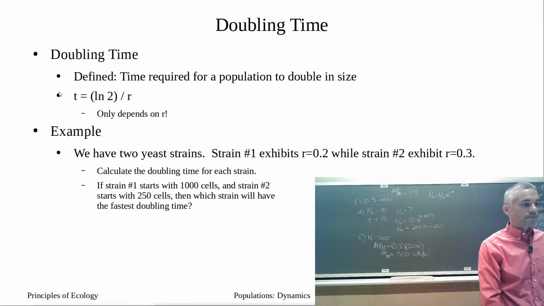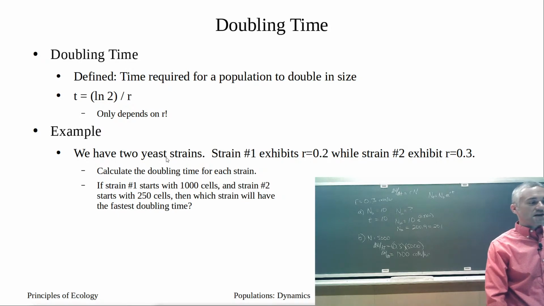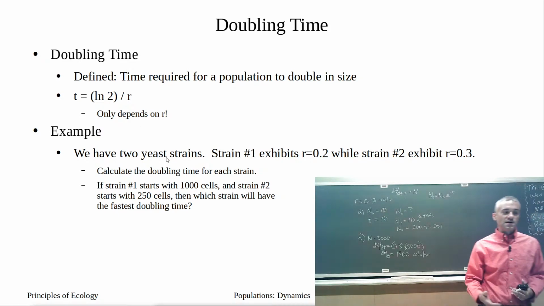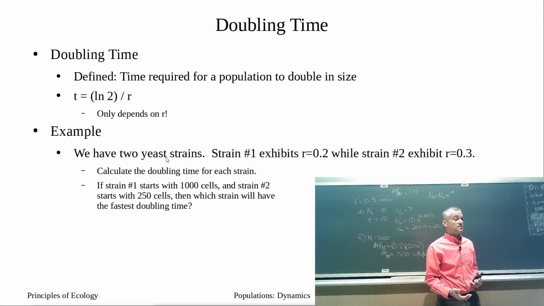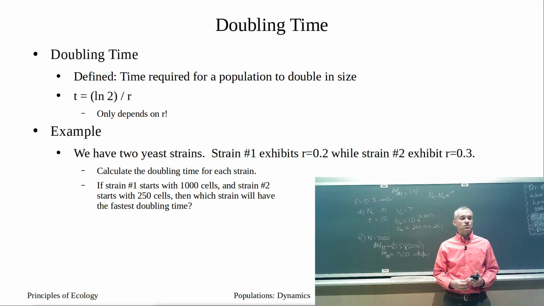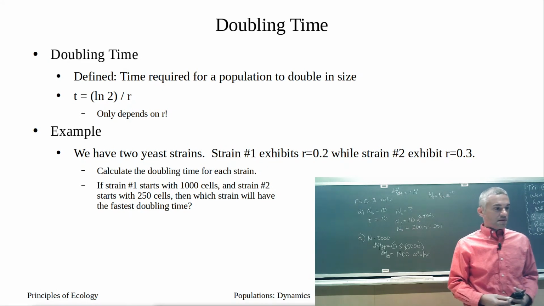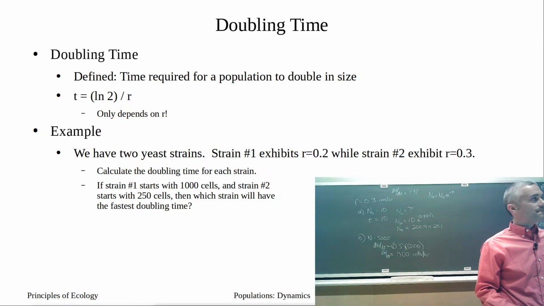It doesn't matter what their population sizes are, doubling time only depends on our intrinsic rate of growth. So here's our example. We have two strains of yeast. Strain 1 exhibits an intrinsic rate of growth of 0.2, while strain 2 exhibits an intrinsic rate of growth of 0.3. All right, so calculate the doubling time for each strain. We have our equation, natural log of 2 divided by r, so go ahead and do that.